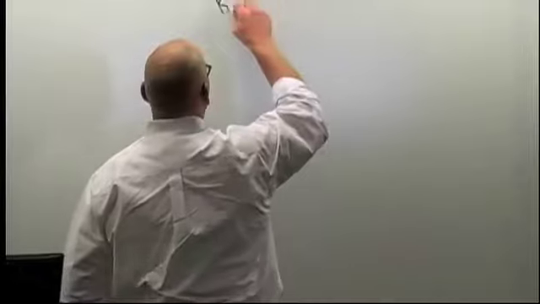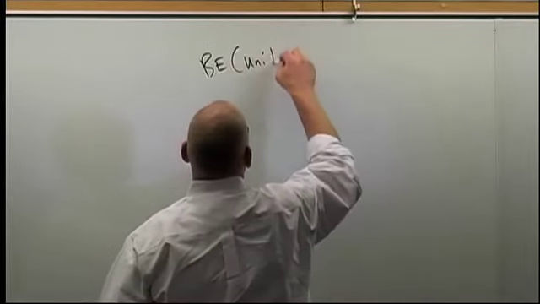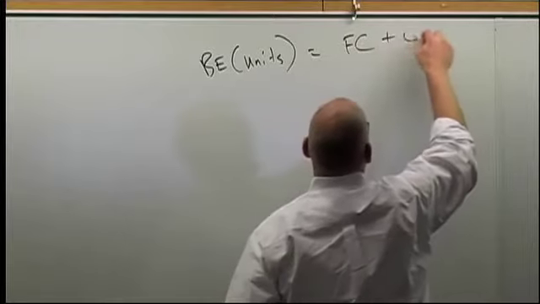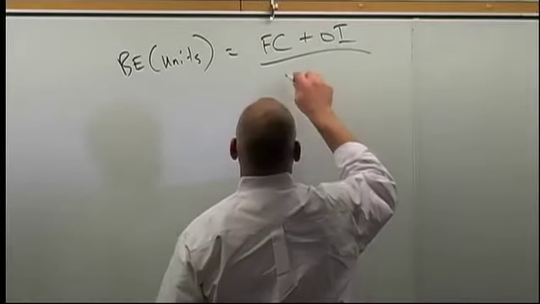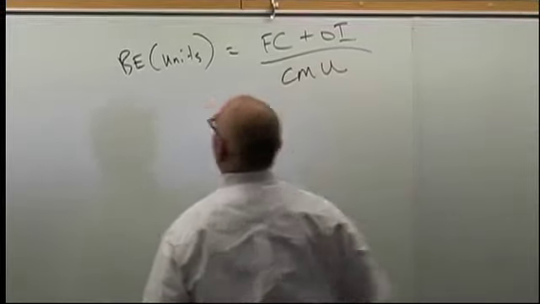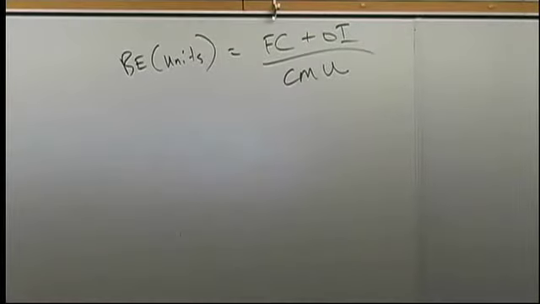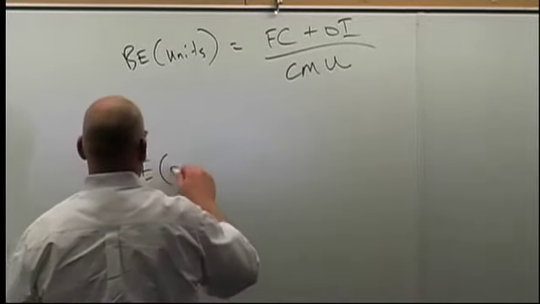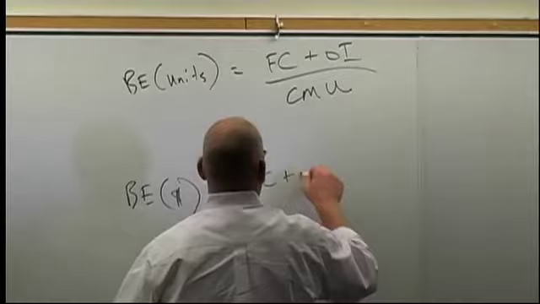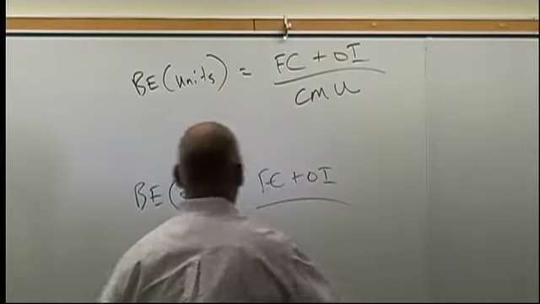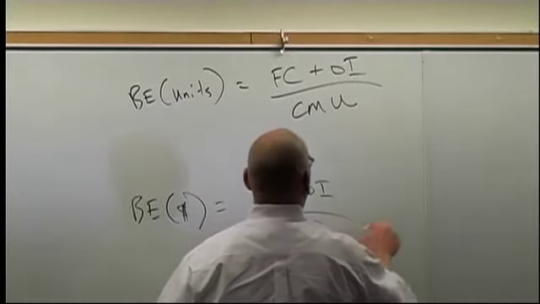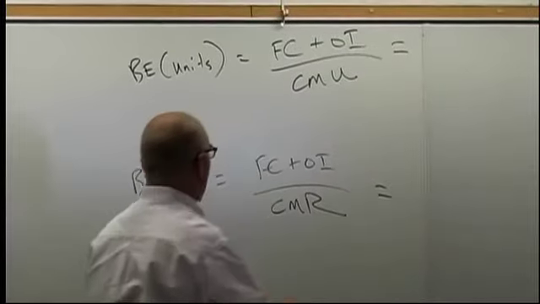Mr. Schaefer, give me the break-even in units formula. Fixed cost plus operating income divided by contribution margin per unit. Per unit. CMU. Break-even in dollars formula, Mr. Sizer. What was the last thing you said? Precisely correct. Okay, so let's do the top one first.